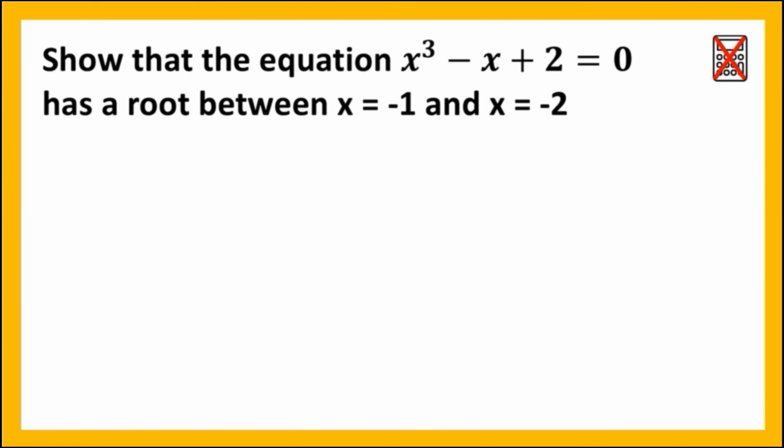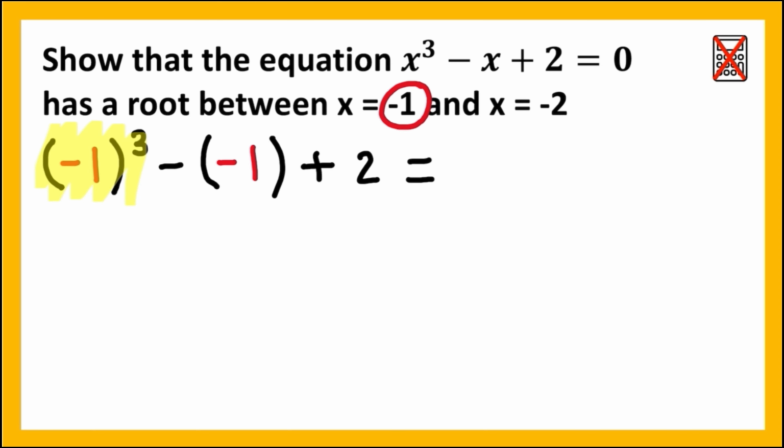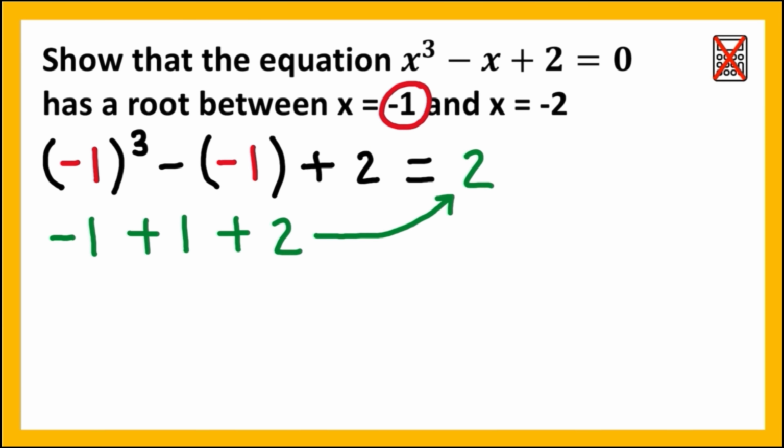On to the intermediate question with an increase in difficulty. Show that the equation x cubed minus x plus 2 equals 0 has a root between x is negative 1 and x is negative 2. Important that this is already equal to 0, starting with x is equal to negative 1. Negative 1 cubed is negative 1. Subtracting negative 1 is the same as adding 1, and then adding 2 gives me an output of 2.